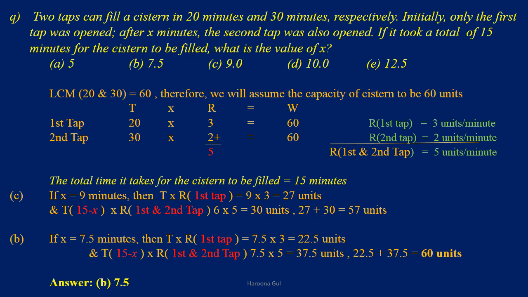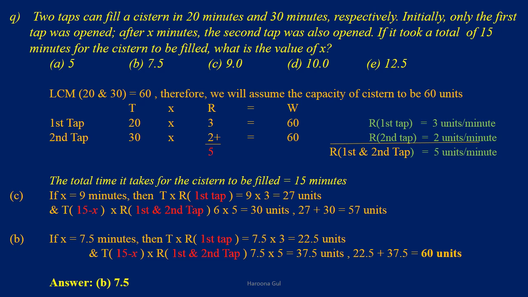So the LCM of 20 and 30 is equal to 60. Therefore, we will assume the capacity of the cistern to be 60 units. Now, the first tap will be filling the cistern at a rate of 3 units per minute, and the second tap will be filling the cistern at a rate of 2 units per minute, and their combined rate is going to be 5 units per minute.